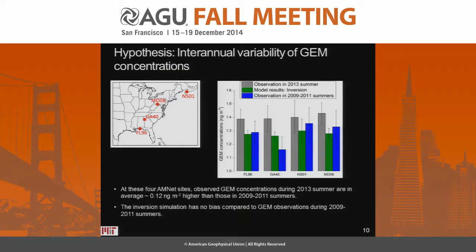The left figure shows the locations of four AMNet sites, and the right figure shows their observations in the 2013 summer, the 2009 to 2011 summers, and the model results from the inversion case. We can see the inversion simulation has no bias compared to GM observations during the 2009 to 2011 summers, but we found that the observed GM concentrations during the 2013 summer are about 0.12 nanogram higher than the 2009 to 2011 summers. We are not sure about the reason for this interannual variability yet. It may be meteorological or chemical factors.